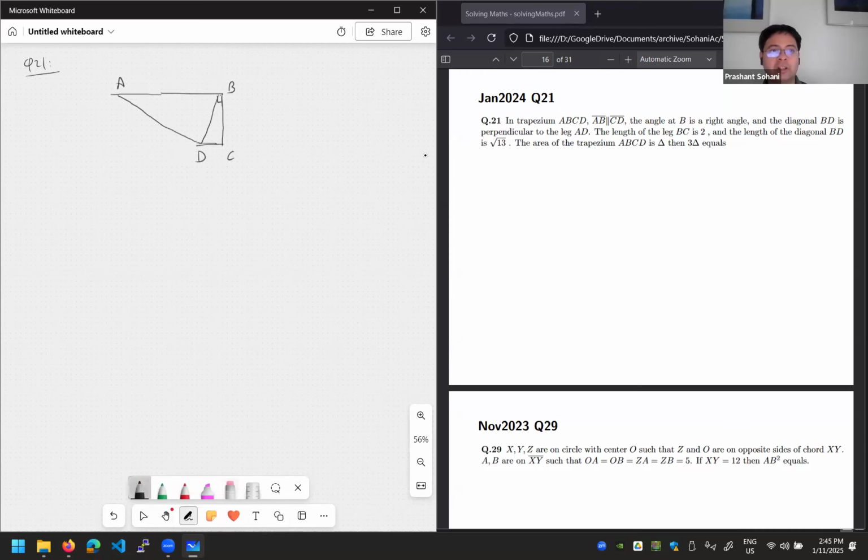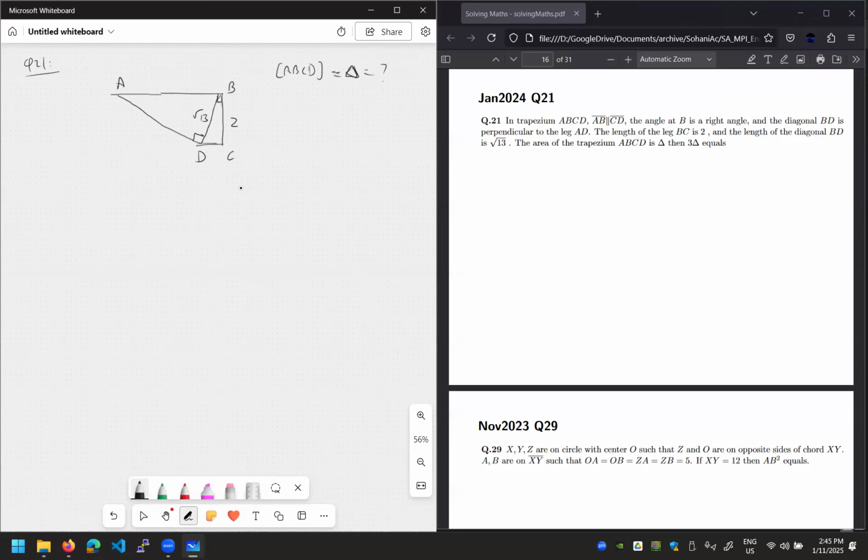And this was the 90 degree angle that was given. The length of BC is 2. The length of diagonal BD is root 13. Apparently it looks like just two lengths are given, but from that we are supposed to find the area of the trapezium. Can somebody tell me how to proceed in a question like this? Sir, in first triangle, we can use Pythagoras theorem to calculate the DC side.